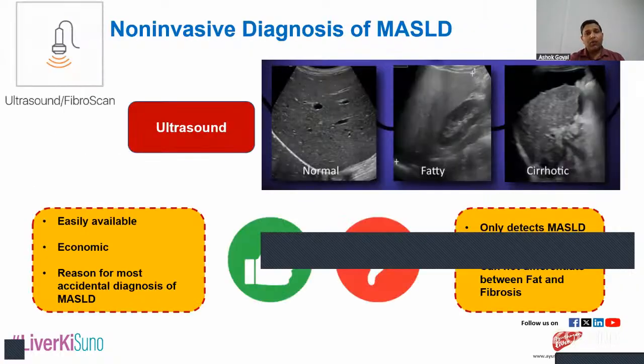So when we talk about diagnosis, we have certain non-invasive tests, predominantly ultrasound and FibroScan. Then we have invasive tests, like liver biopsy. Ultrasound is very easily available, economical also, and is the reason for most of the accidental diagnoses of this fatty liver, MASLD. It only detects fat content of more than 25%, and basically does not differentiate between fat and fibrosis.